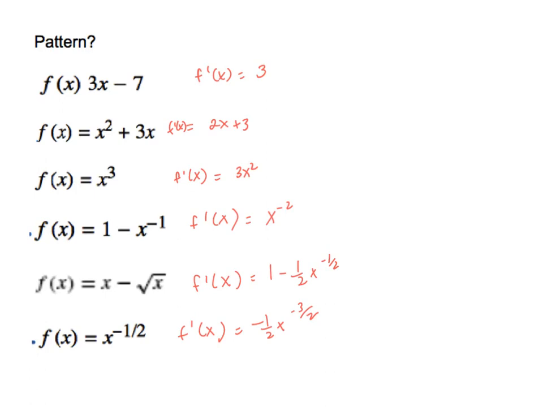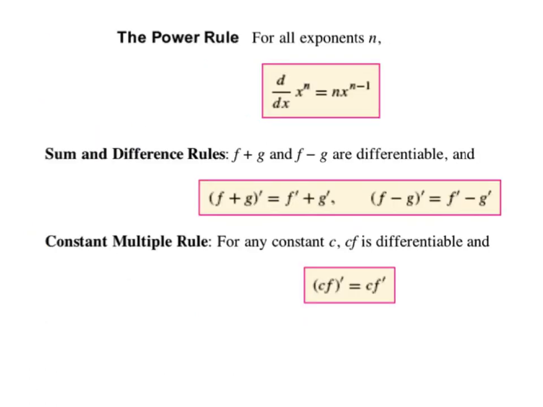So this rule is called the power rule. Okay. It works for all exponents of n, and if you take the derivative with respect to x of x to the n power, it will always equal n times x to the n minus 1. So the exponent came down as the coefficient, and we took away 1 from the exponent.